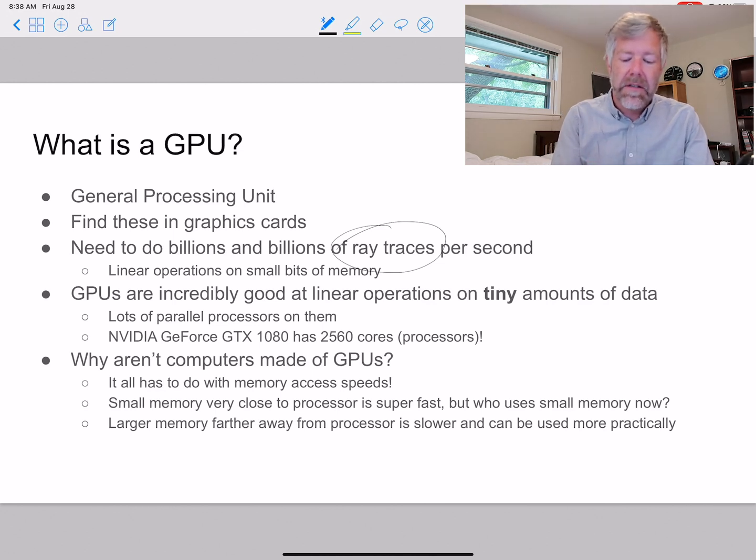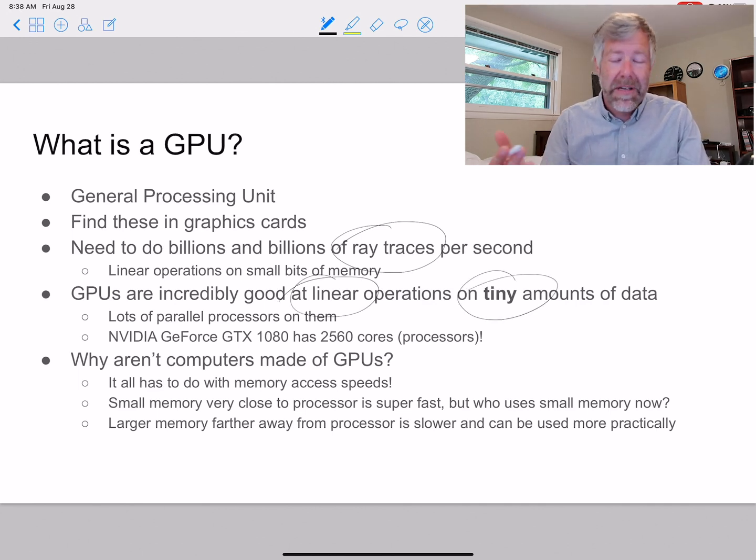And so it does linear operations on a tiny amount of data, which is basically like ray tracing for 3D rendering and stuff like that. So in a graphics card, you really want very fast 3D rendering. So for example, an NVIDIA GeForce GTX 1080 has 2,560 cores. Like a lot of cores, a lot of processors. But each of those processors has just a tiny, tiny bit of memory.